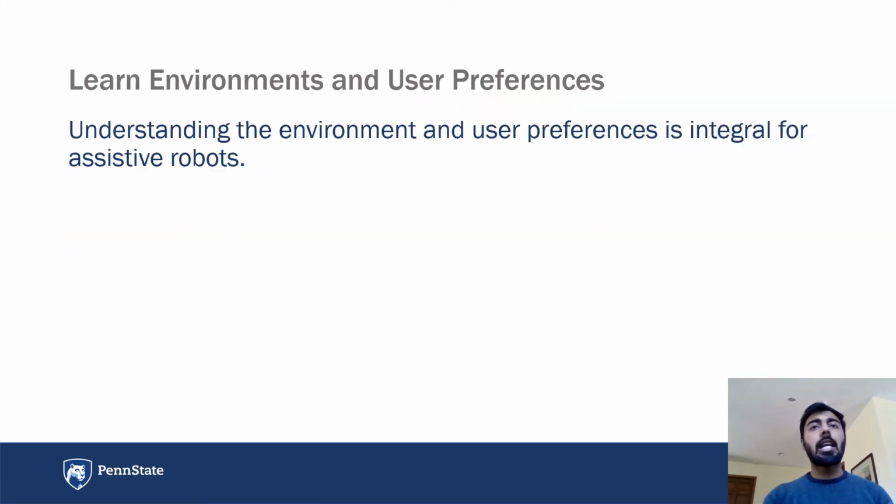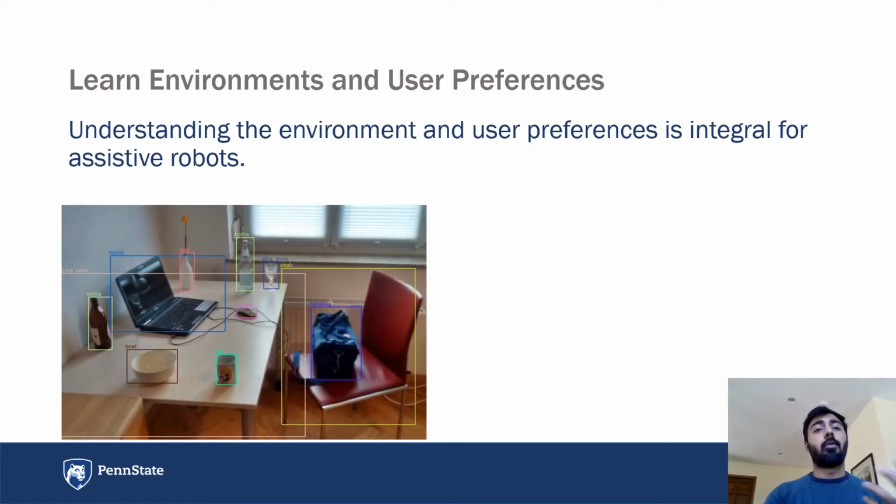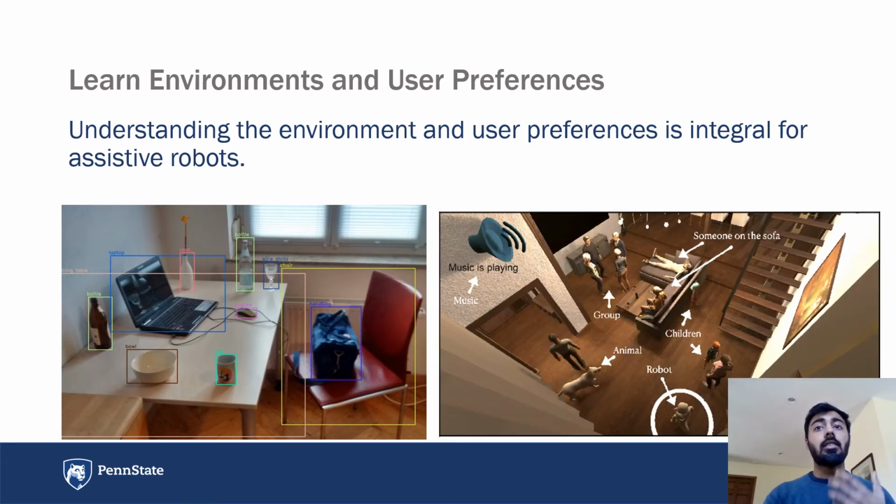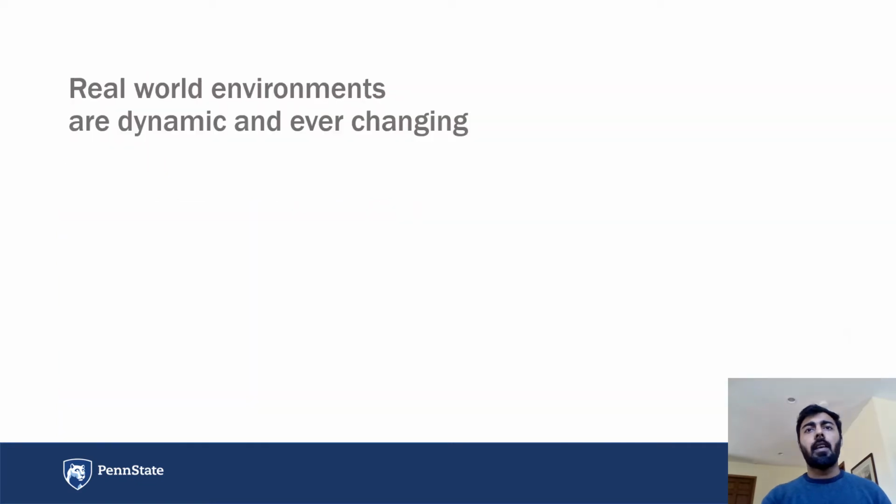Now, one of the first capabilities that an assistive robot must have is to be able to understand its environment and the preferences of its users. For example, in this environment, if a robot is asked to move the utensils from the table, it must understand the objects in the environment and the context of the environment. Similarly, in this picture, the robot must understand the preferences of the users and the environment to be able to move around and provide assistance with different tasks.